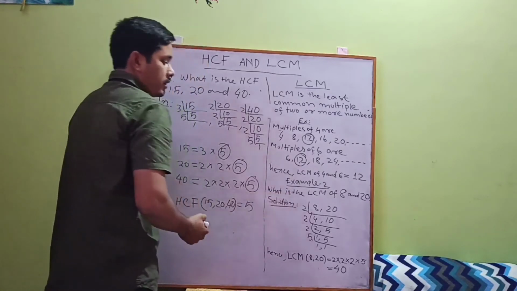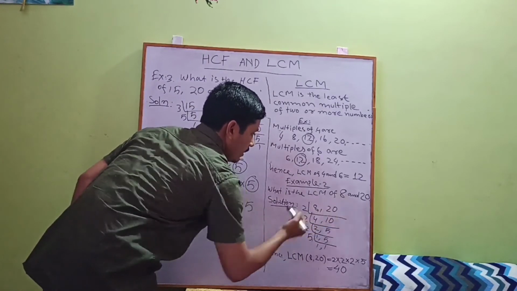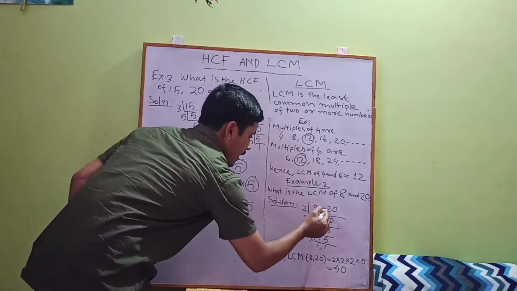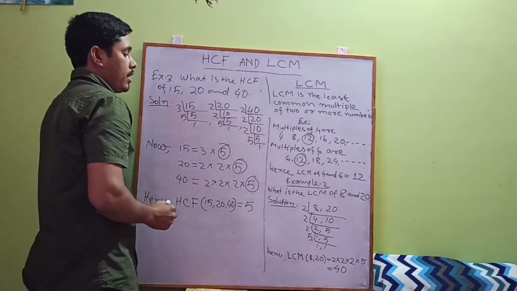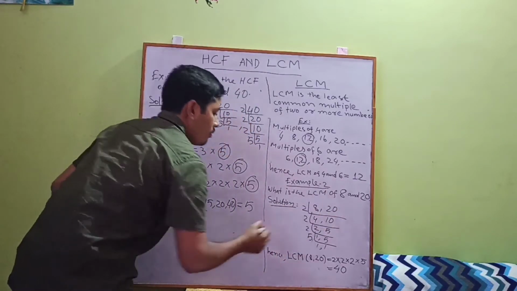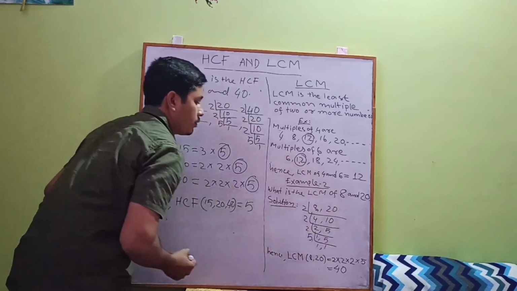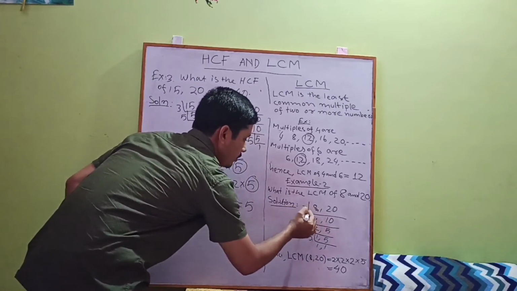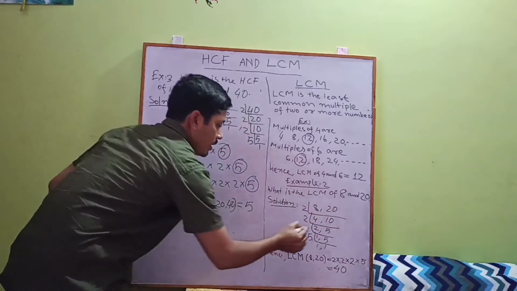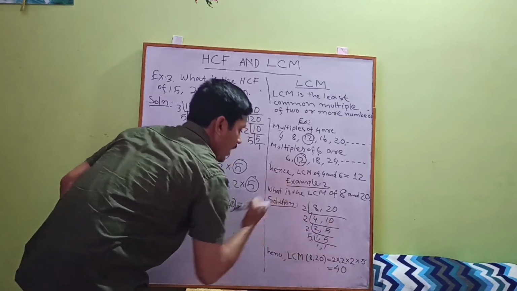In this method, first we need to write like this. Here we need to write 8, here we need to write 20. Now 8 and 20, I am going to divide by their common factor. That means 8 is divisible by 2, 20 is also divisible by 2. When we divide 8 by 2, we get 4, and 20 gives 10. When we divide 4 by 2, we get 2, and 10 gives 5.